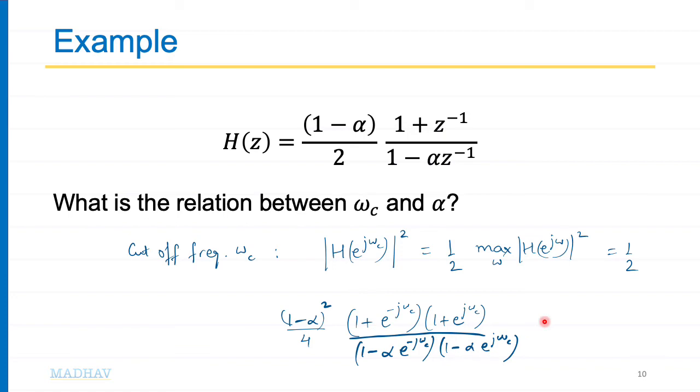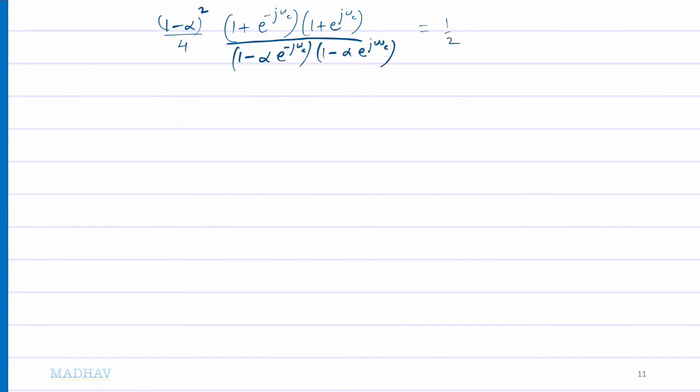Now we have to make this equal to half, right? This whole thing should be equal to half. And let's derive the value, like how it looks. I'm just writing this whole thing again. Now let's focus on this term first. So what is this term? Just simple multiplication, and you get 1 plus, then this multiplied by 1, and then the cross multiplication, e to the minus j omega c plus e to the power j omega c.